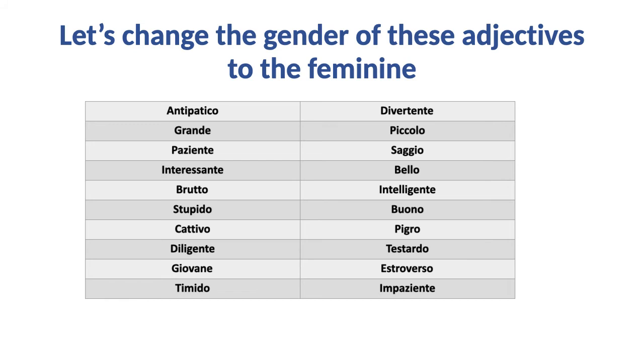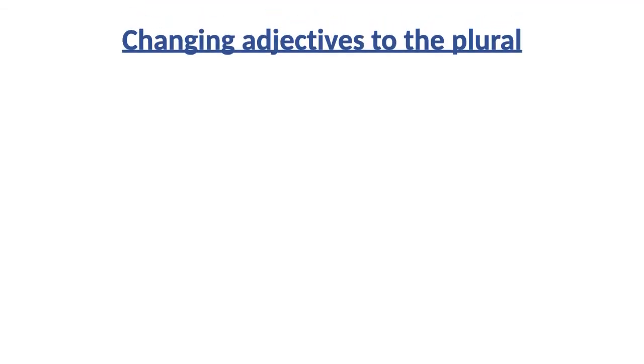Okay? So adjectives need to have the same gender as the noun they describe, right? If the adjective ends in O in the masculine, in the feminine it must end in A. And if the adjective ends in E in the masculine, in the feminine it stays the same. Okay, quite simple. But there's also another rule which says that if the noun is plural, the adjective must also be plural. I hope you guys remember that plural means more than one.